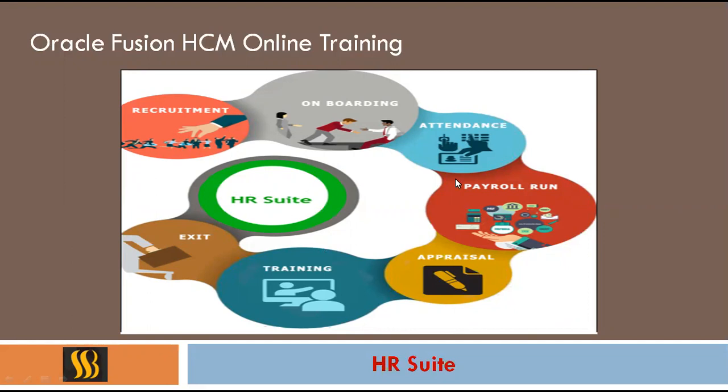Finally, okay, this is a cycle in the organization, and finally the employee is going to resign or leave the organization, or sometimes be terminated due to some misconduct and all. So this is called your hire to retire process. You take any organization, whatever process any organization has, they will fall across these processes.